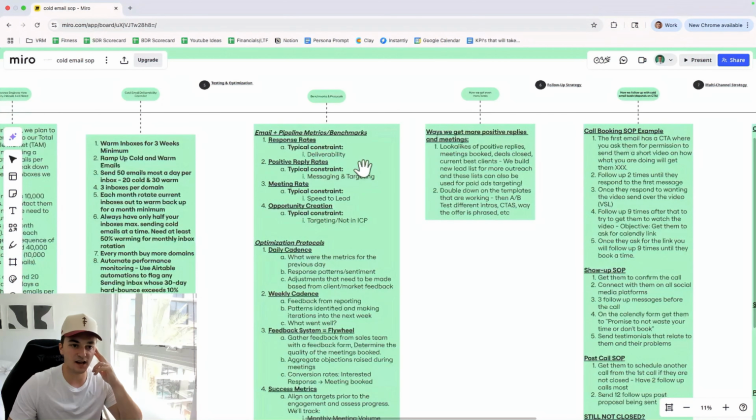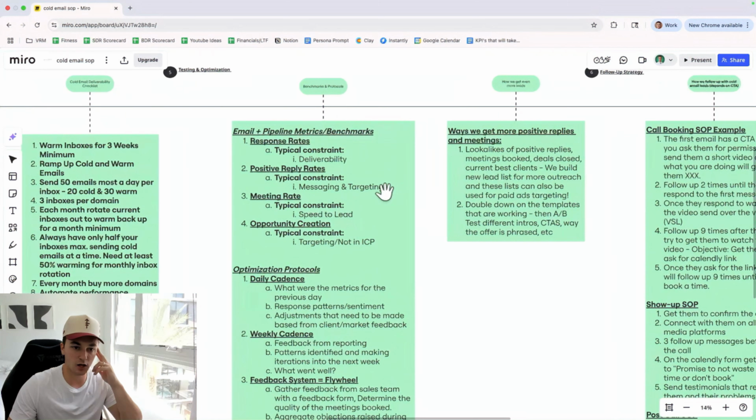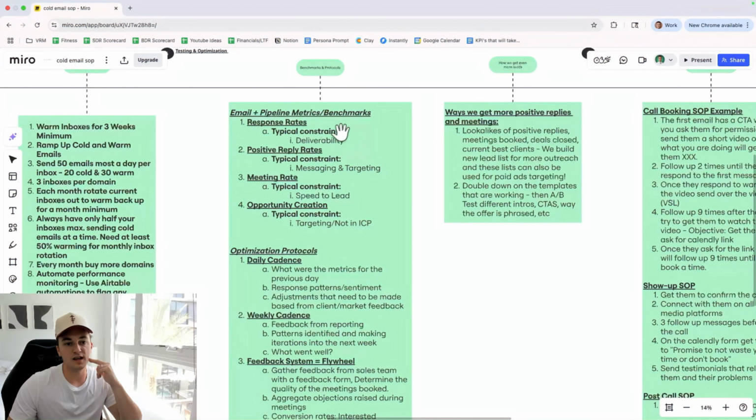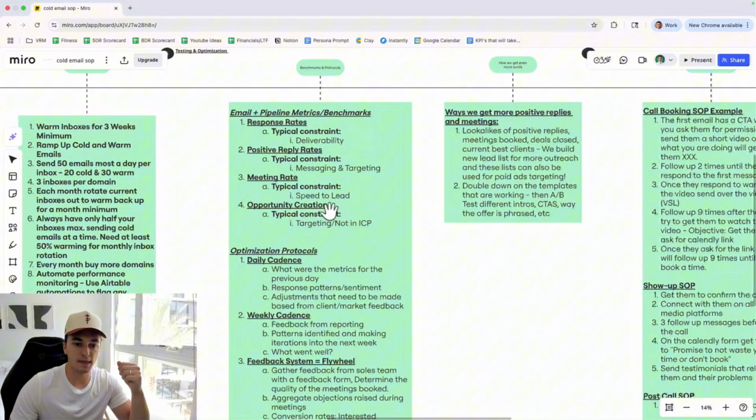Now, the testing and optimization protocols that we like to follow. So these are email and pipeline metrics to watch. If you aren't getting responses, typically the constraint is deliverability. Now, if you aren't getting positive replies, it's usually messaging and targeting. Now, if you're getting positive replies but you're not getting meetings, it's typically speed to lead. Like how fast are you getting back to these people after they say they're interested?